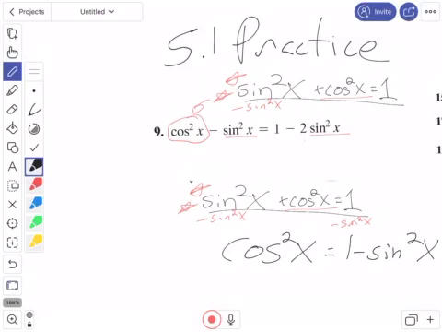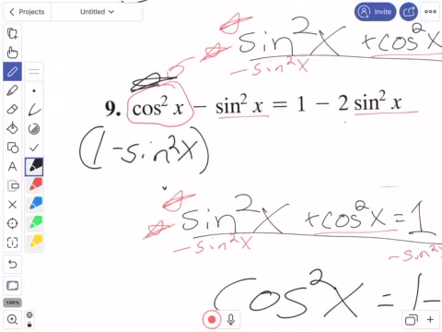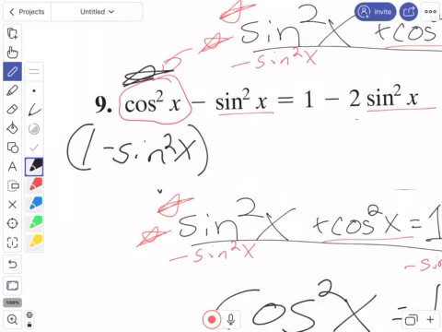So in place of cosine squared of x, I'm going to put in parentheses 1 minus sine squared of x. Which again is fair game. We're allowed to do this because cosine squared of x is just another way that we could rewrite 1 minus sine squared of x. So let's write the rest of this.